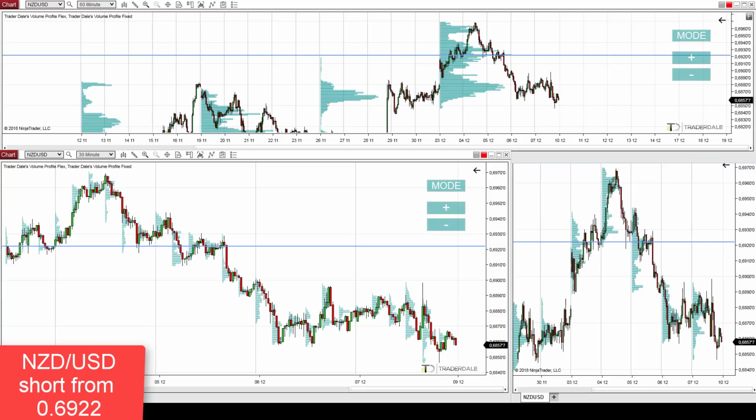Let's go into the New Zealand dollar, US dollar, where there's another strong resistance, which I would like to show you. Let's start with the bigger picture, with the weekly profiles. And as you can see, there was a strong buying activity, but afterwards strong sellers took over and it went into a strong selling activity.